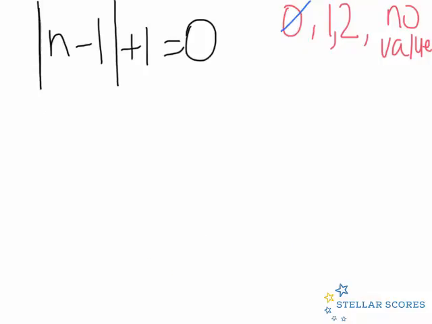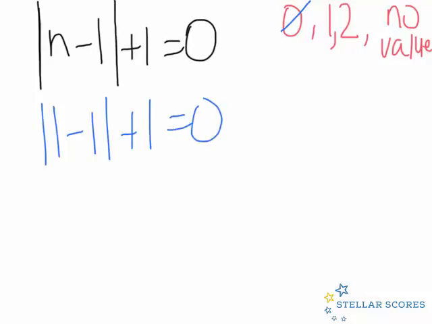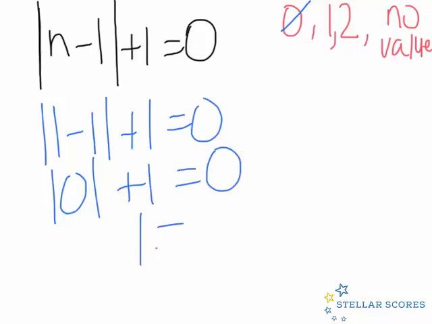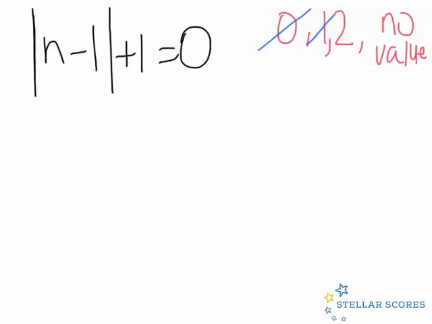So now let's try, could n be 1? Let's try it. The absolute value of 1 minus 1 plus 1 equals 0. So 1 minus 1 is 0, and then the absolute value of 0, of course, is 0. So then we have plus 1, which is 1, so 1 does not equal 0, so nope, n can't be 1 either. Let's see if n can be 2.